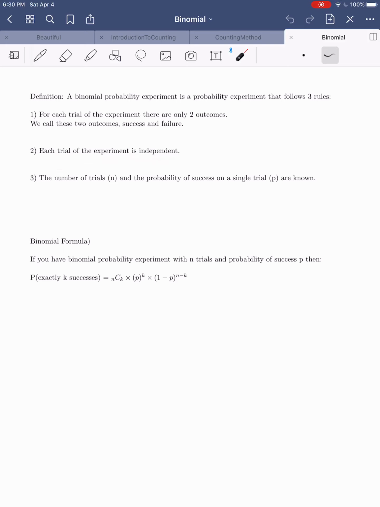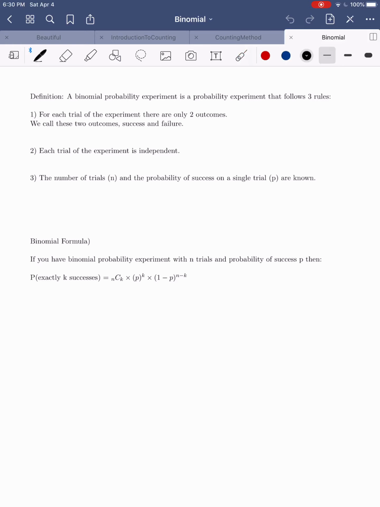Finally, the third and final requirement is that we have to know the number of trials, which we call n. In other words, how many times are you going to run the experiment? And the probability of success on a single trial, which we call p. So you have to know n and p. Technically, n and p are what we call the parameters of that binomial probability experiment.